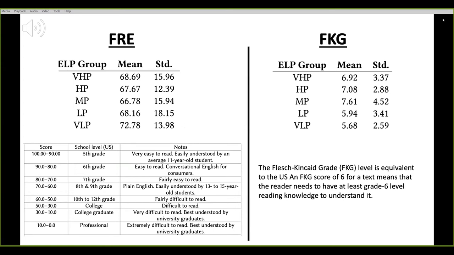The tables show the FRE and FKG readability scores of the five language proficiency groups. As we can see, all the ELP groups show similar mean FRE scores, which is around 70. The interpretation table suggests that reviews written by all the ELP groups represent plain English and are fairly easy to understand by 13 to 15 year old students. Similarly, FK scores indicate the reviews can be understood by grade 6 level students.